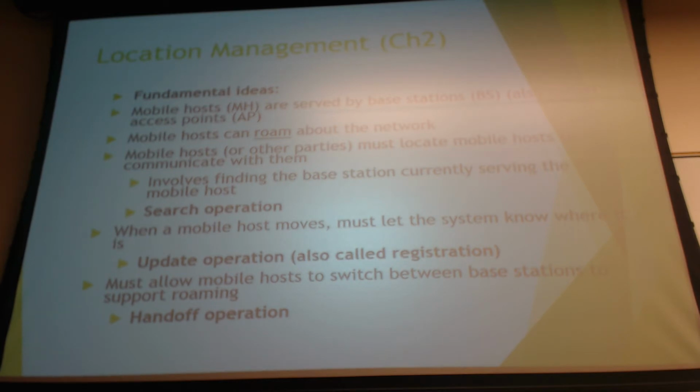Mobile hosts can roam about the network. Roam about means you can move wherever you want. Mobile hosts must be located to communicate with them. So when mobile host A wants to call mobile host B, there has to be a localization mechanism, a location management mechanism. They have to locate where the other phone is. Then you can make a call.